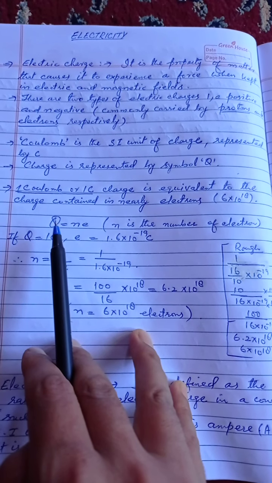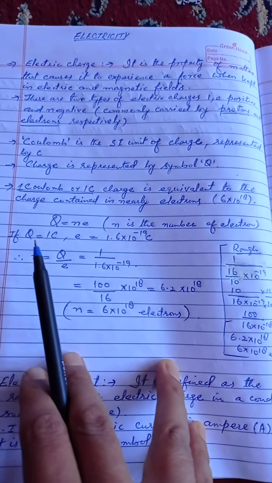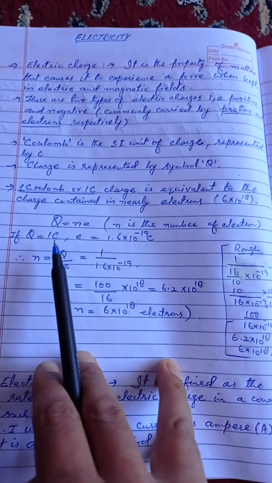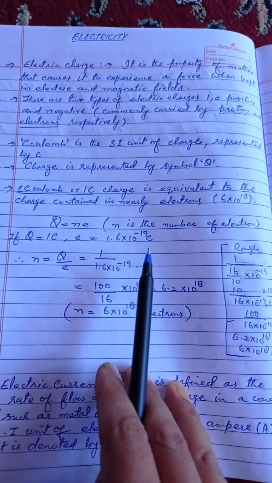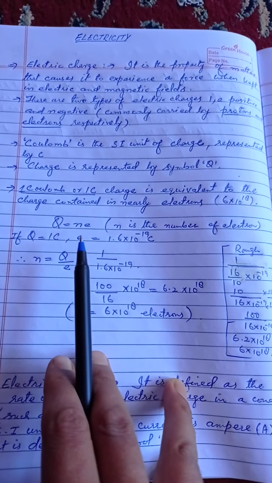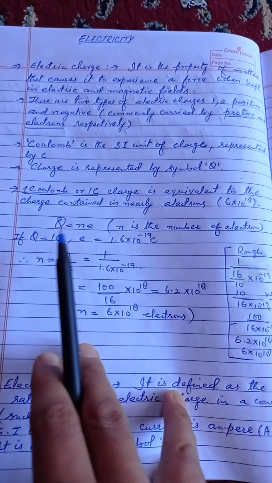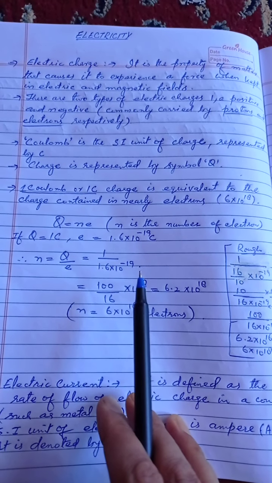Here this charge is numerically given by Q is equal to Ne, where N is the number of electrons. If Q is equal to 1 coulomb, and the charge of an electron is 1.6 into 10 raised to power minus 19 coulomb, here we can determine the number of electrons in 1 coulomb of charge. So N is equal to Q divided by e. So it's 1 divided by 1.6 into 10 raised to power minus 19 coulomb.